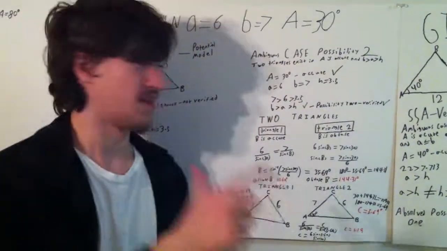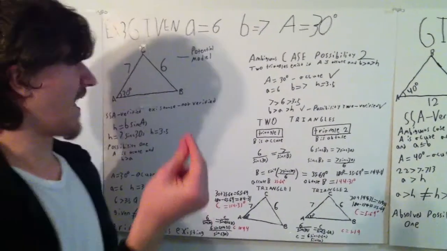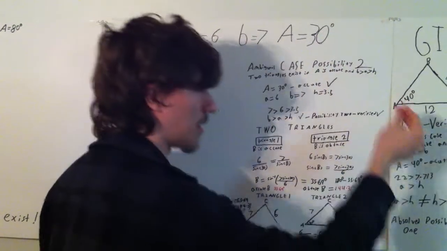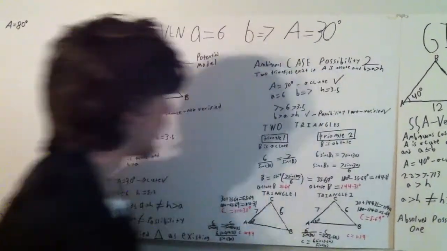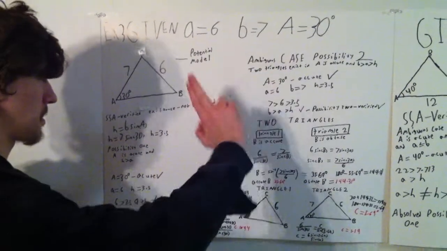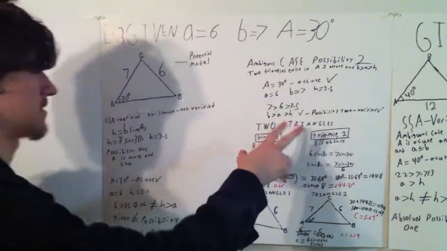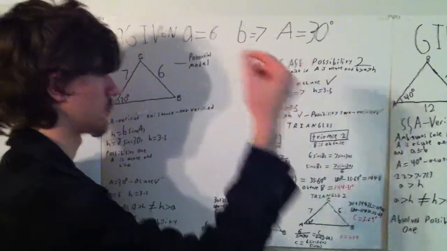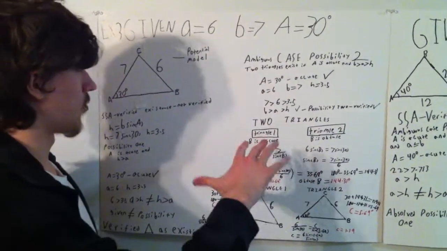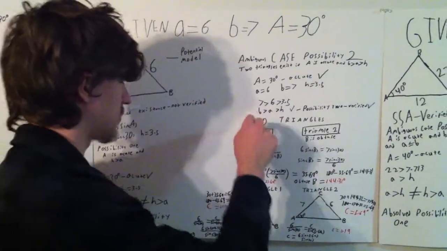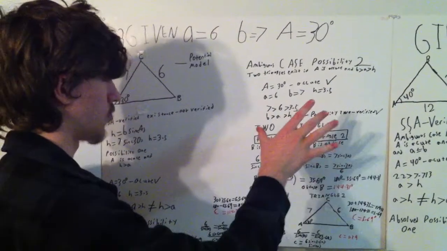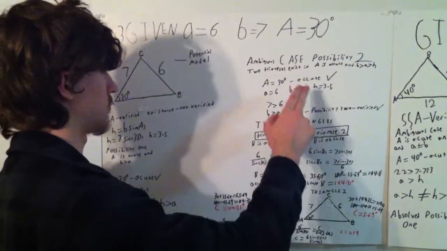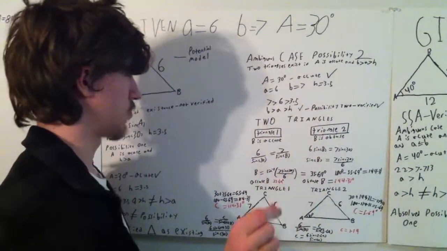Possibility 2 states that for two triangles to exist, A has to be acute and that B, the side of B, has to be greater than A, which has to be greater than H. The side of B is 7, side of A is 6, and the height of the figure is 3.5. 7 is greater than 6, which is greater than 3.5. So therefore, we can conclude that B is greater than A, which is greater than H, which meets the two given criteria for this, so we can verify this as possibility 2.